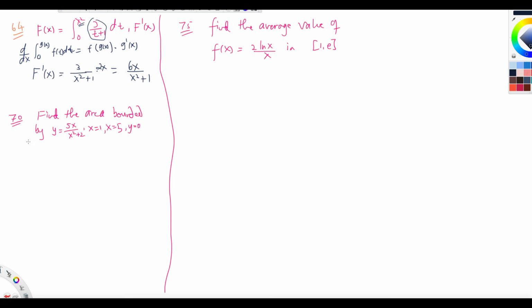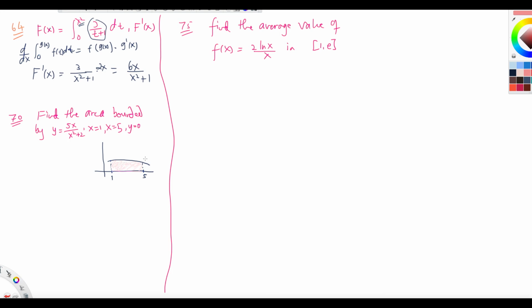So next is question number 70. Find the area bounded by that. If you plug it into the calculator between 1 and 5, the graph looks like this. You are trying to find the area bounded by 1 and 5. This is y equals 0, and this is y equals 5x over x squared plus 2. So you are trying to find the area bounded by that, okay guys? So how do I do that?